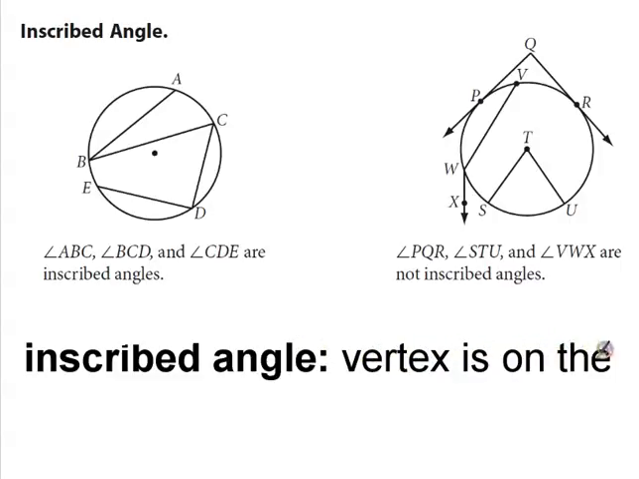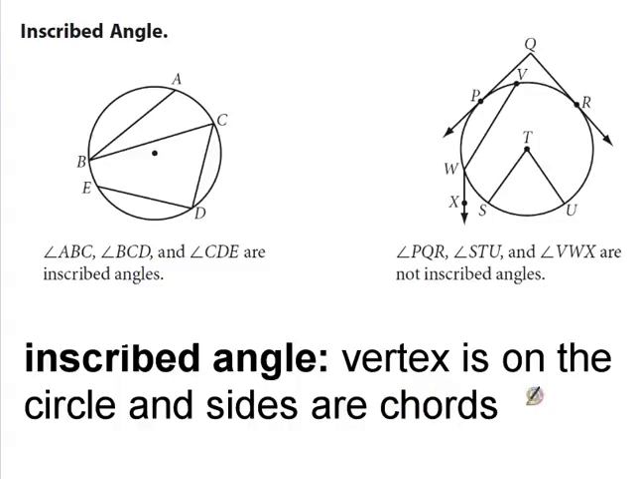Vertex is on the circle and the sides are chords. Okay, the vertex is on the circle and the sides are chords. What that does is that tells you the angle has to be inside the circle when it says they're chords. Okay.